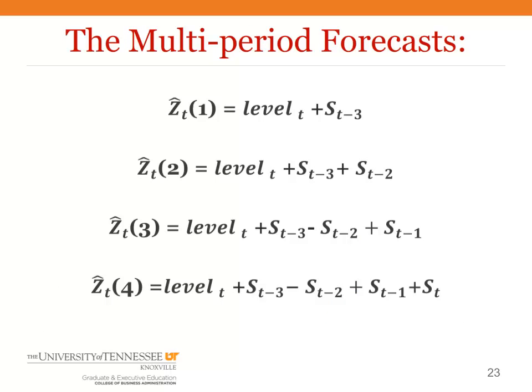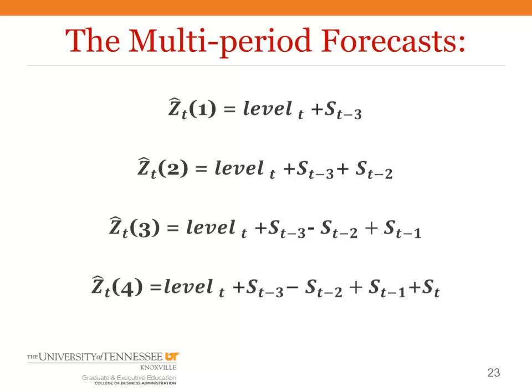Okay, here are some formulas that look complicated, but they're really very intuitive. Let's pretend I'm in the first quarter of a year and I'm making a forecast one period into the future. You already know how to do that. You just take the current level, smooth, and you take the smooth value that we have associated with going from period 1 to period 2 of last year. So that's S sub t minus 3.